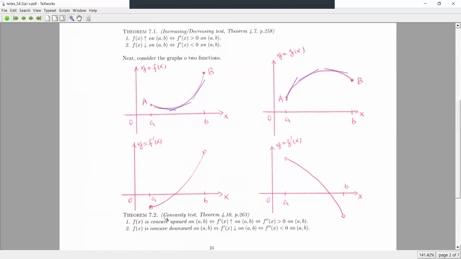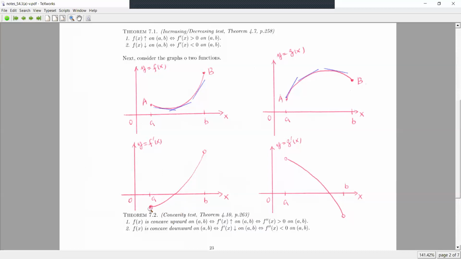Based on this observation, we have part 1 of this theorem. This theorem is called the concavity test. You can find this theorem on this page in the book. Part 1. If a curve is concave up on some interval, then the slope of the curve is increasing on the interval. If you plot the graph of slope, you will see slope is increasing.